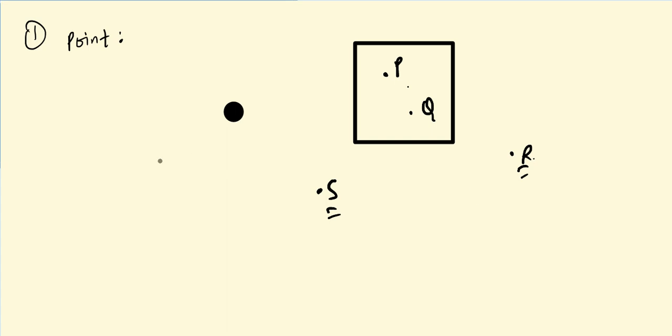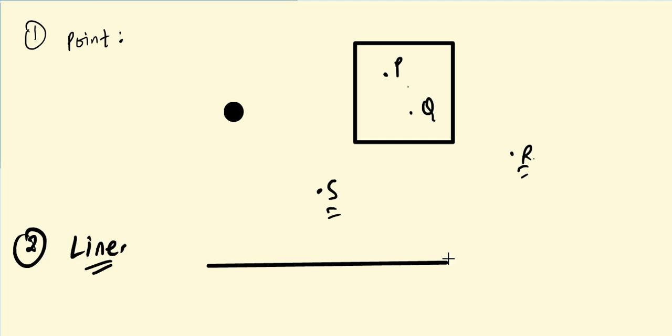Then second one is line. A line has only length. It has neither width nor thickness. This is your diagram. Only length. A line, as shown alongside, is represented by a straight mark with two arrowheads.